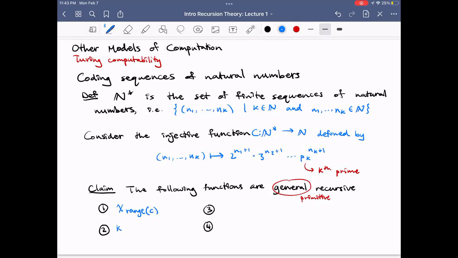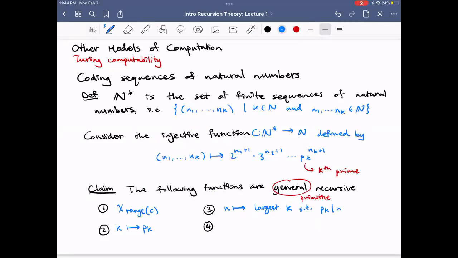Second, the function that sends a number k to the kth prime number. Third, the function that sends a number n to the largest k such that the kth prime number is a divisor of n. So in other words, if you were representing sequences of numbers using the prime factorization of some other number, this third function is telling you the length of the sequence.